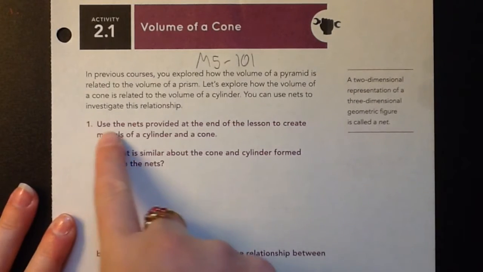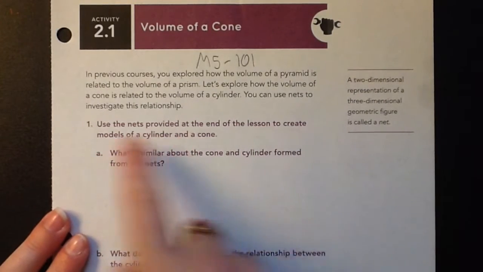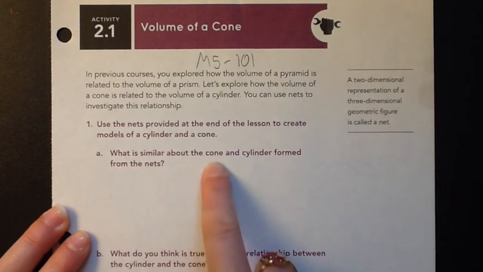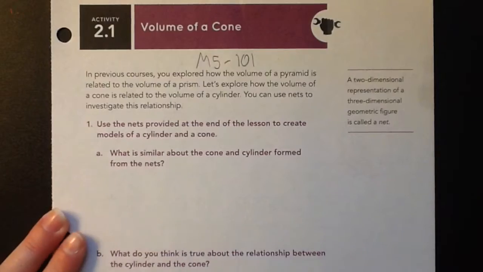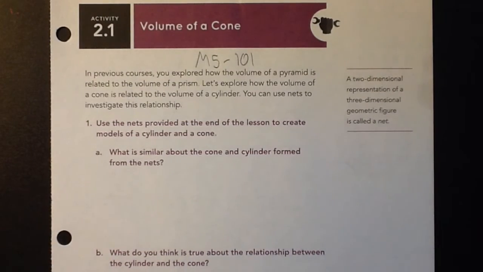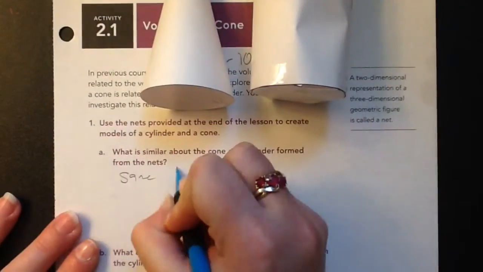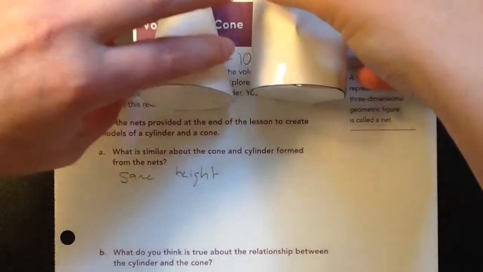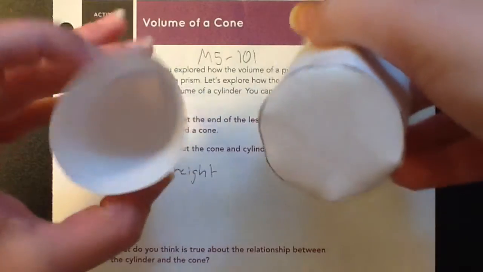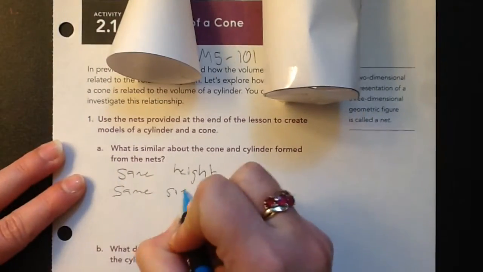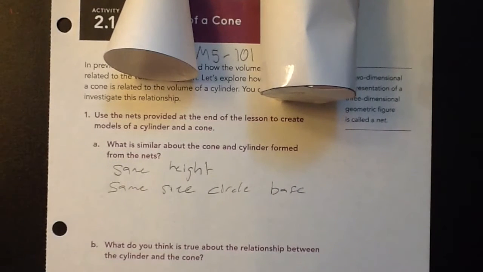Number one says, use the nets provided at the end of the lesson to create models of the cylinder and cone. What is similar about the cone and cylinder formed from the nets? So when we look at those nets, they have the same height. They also have the same base. If you look at those circular bases, and I know they're hard to tell here, they are the same size. So they basically have all the same dimensions, height and that base.